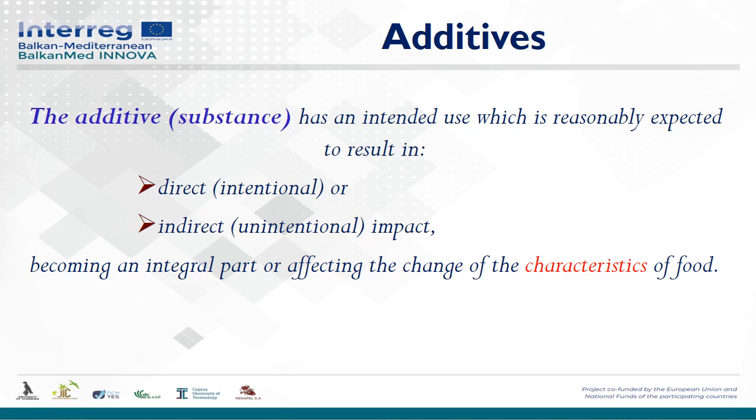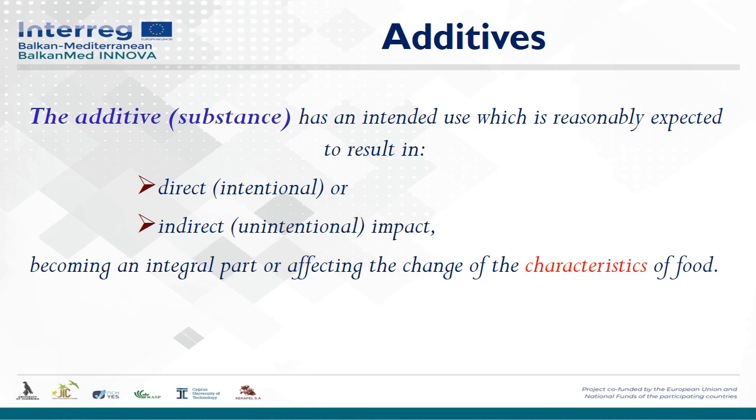For example, the additive sunset yellow, which is used in sweets, in drinks, ice creams, or even in other foods, preserves and enhances the quality of the product. Most direct additives are identified on the food label, so the consumers know that these additives are added to the food.